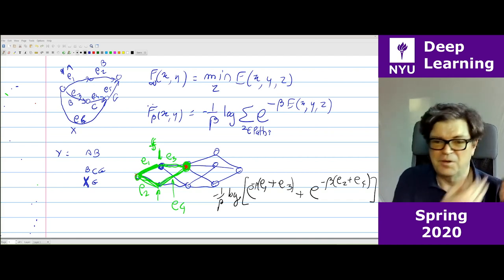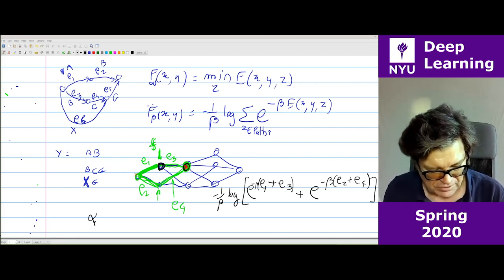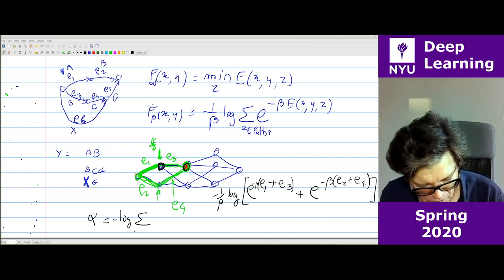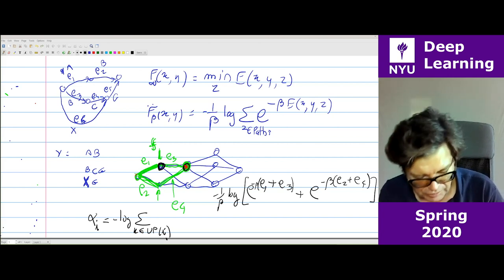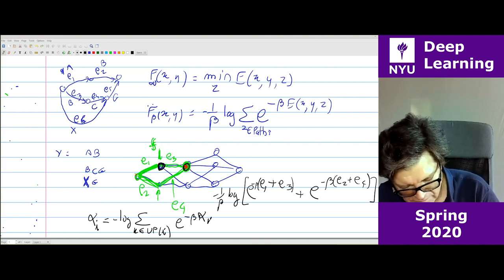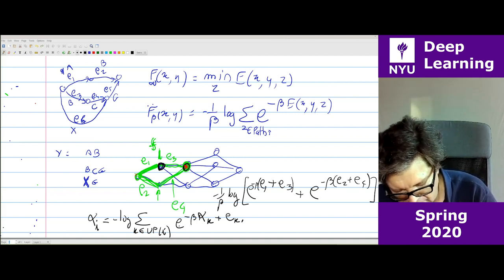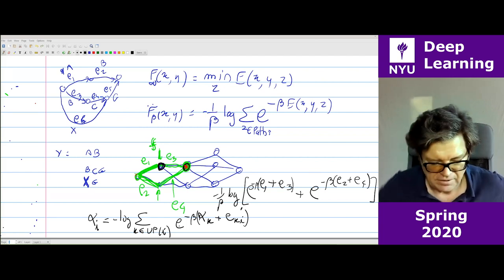But the algorithm is super simple. You maintain a variable, for each node you compute a variable alpha. For a particular node i, it's equal to minus log sum over all the nodes k that are up from i, all the parent nodes of i, of e to the minus beta times alpha k plus E of k i, which is the energy of the link coming from node k to node i. That's called a forward algorithm.